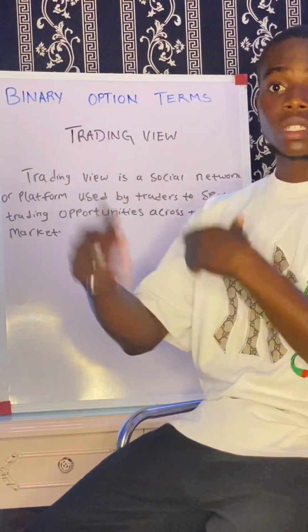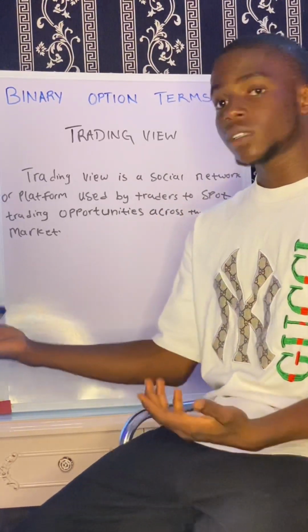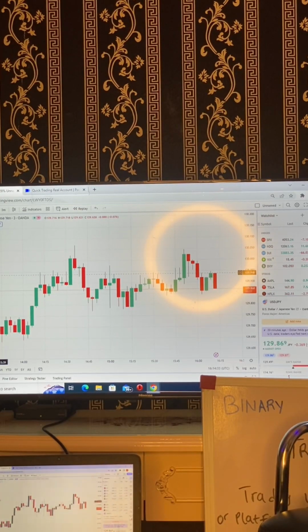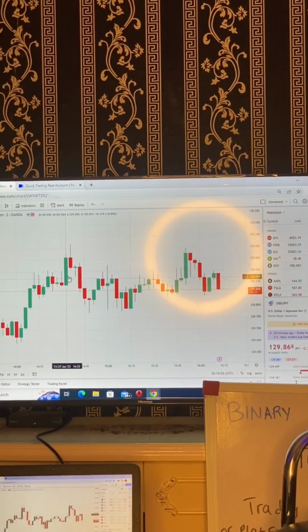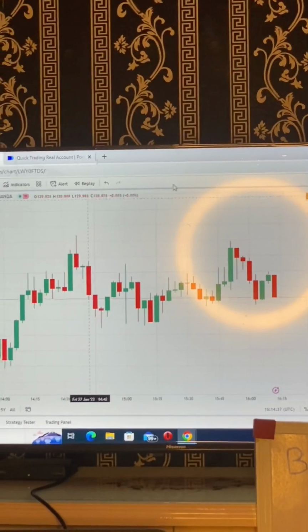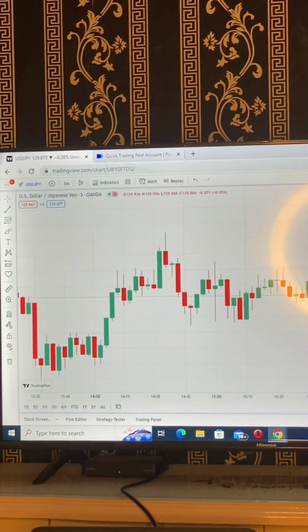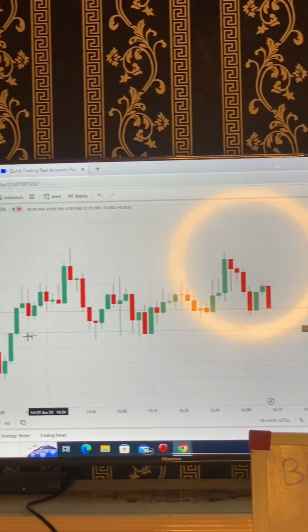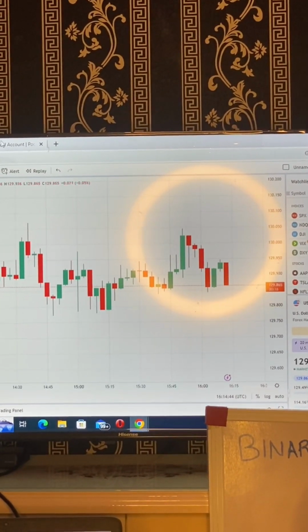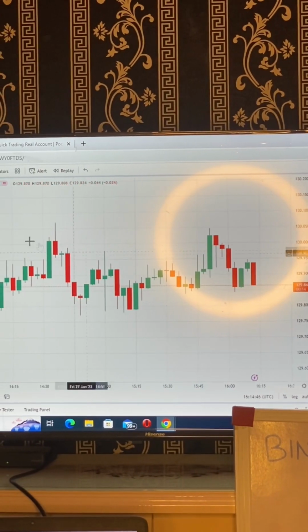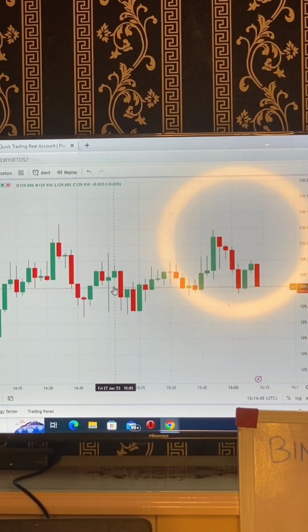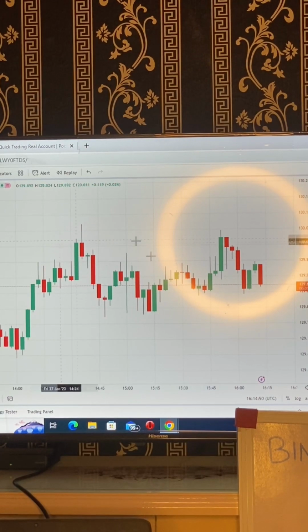Now, let me show you guys an illustration of how trading view looks like. Alright, guys. Here is an illustration of the trading view. This is exactly how the trading view looks like. A beginner or an expert, you can get a free account of the trading view. Here it is, guys. This is how the trading view space looks like. Here you can mark our charts and so on.